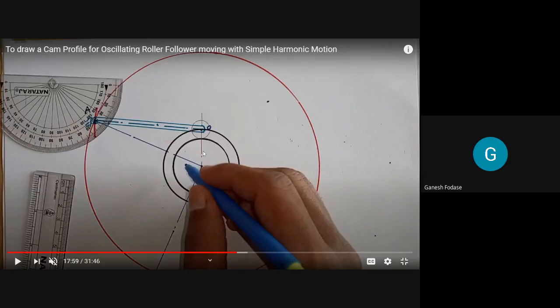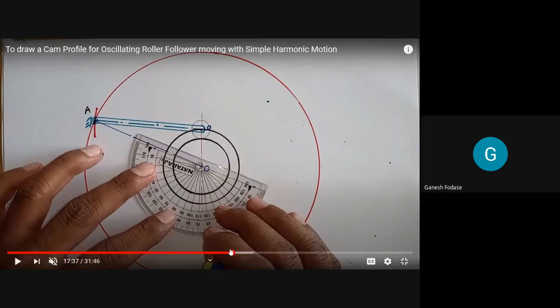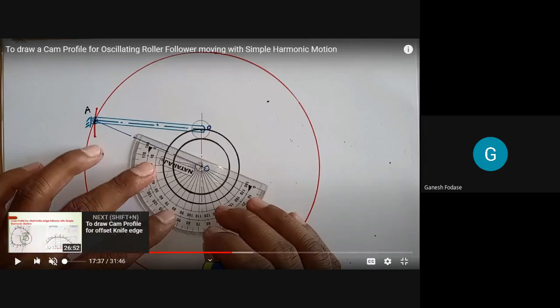But in case of an oscillating follower, as the fulcrum center is not the roller center, there is a difference here. The follower is oscillating about this point, but the center is this one. So start division from the line joining fulcrum center to cam center. That line is OA here. So this is your baseline. From this I will take 90 degree, because theta O is equal to 90 degree.